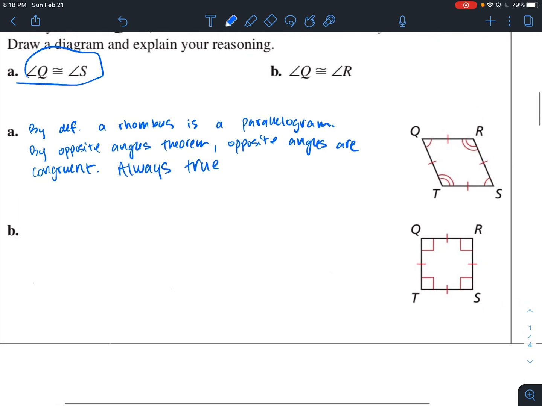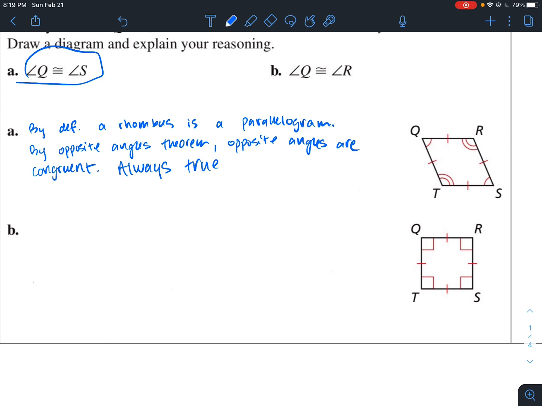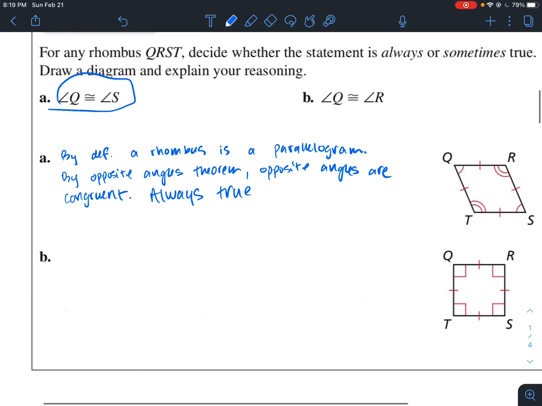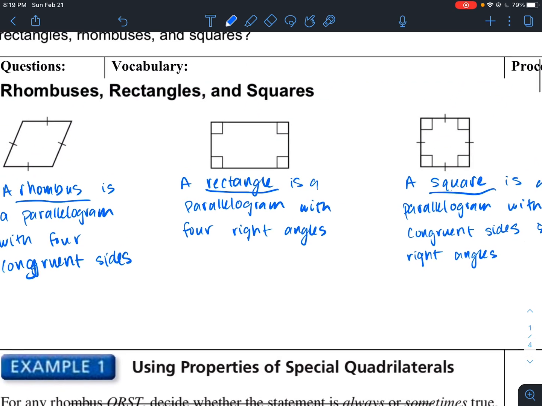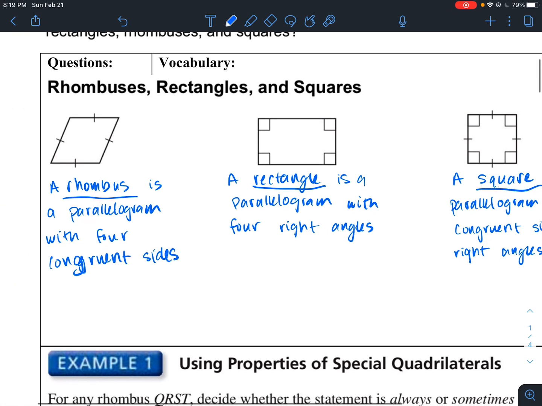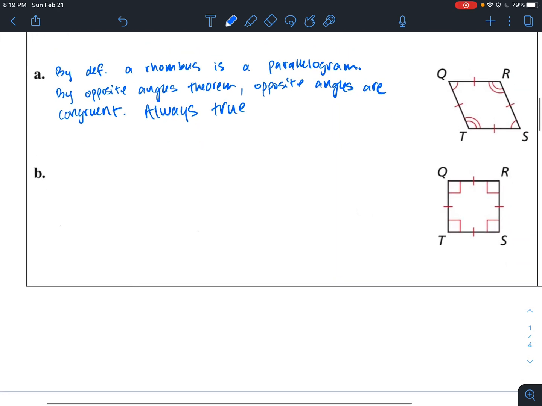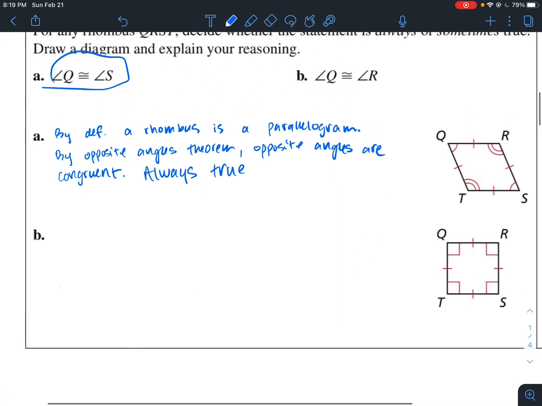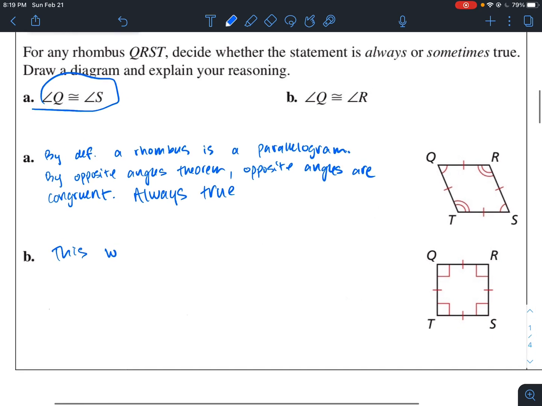Now, let's look at B. So for B, angle Q and angle R are congruent. For any rhombus, well, let's take a look at these three rhombuses. So for a square and a rectangle, these two angles will be congruent, but not for a rhombus. So this won't be true for a rhombus. Yeah, it won't always be true.